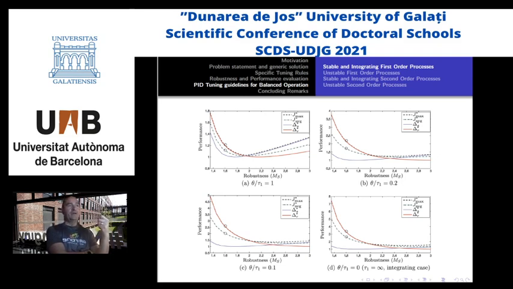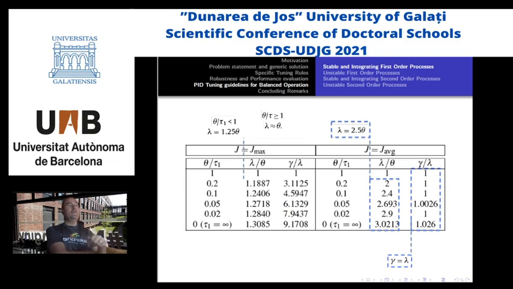So fixing 1.6, for every system, for different values of theta over tau, or for the normalized dead time constant, we get the corresponding values of lambda and gamma, and then we get the following representation.